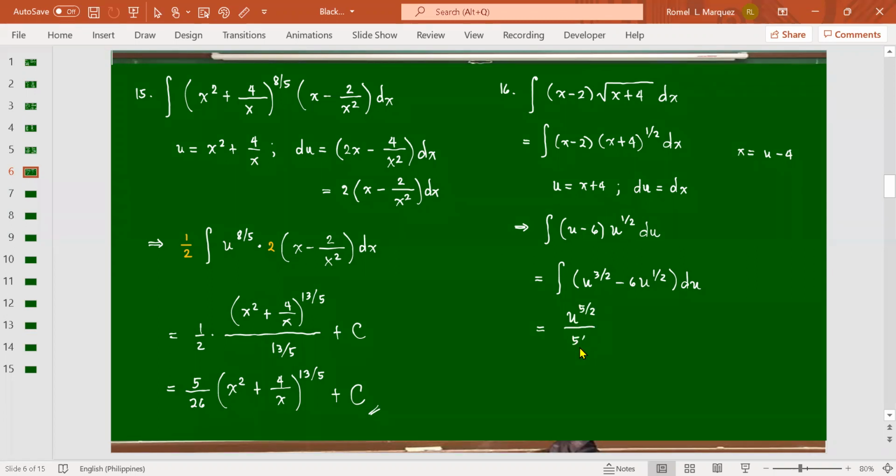Over 5 over 2, minus 6 times u raised to 3 over 2 over 3 over 2 plus c po. So 2 over 5 times u raised to 5 over 2 minus 4 times x plus 4 raised to 3 over 2 plus c. Okay. Thank you po. Next.